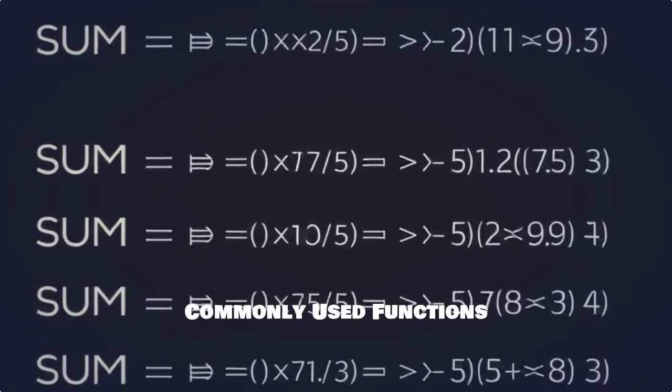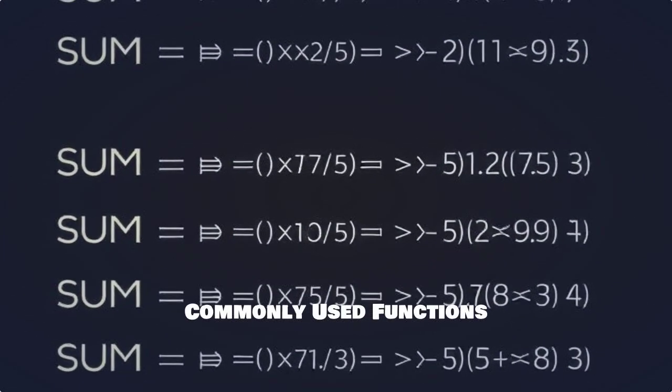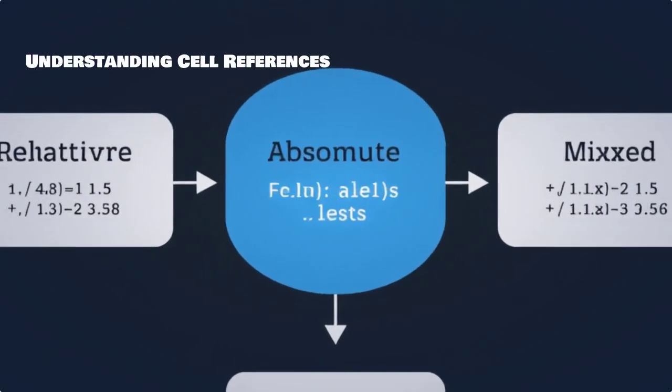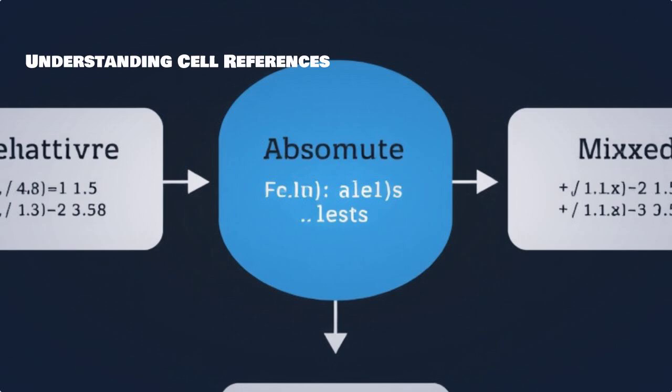Now, let's dive into some commonly used functions such as sum, average, count, and if, which are essential for any spreadsheet user. Understanding cell references is crucial. We'll discuss the differences between relative, absolute, and mixed references and when to use each.